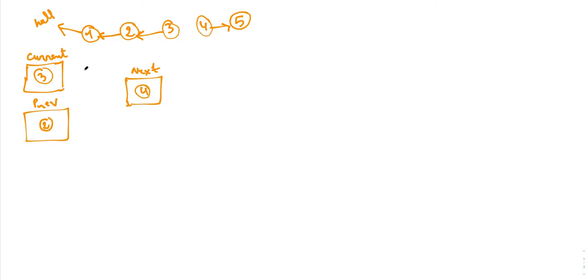And now I'm going to update my previous and the current. My previous will hold the current, that is 3, and the current will hold the next element, that is 4. And again, before updating 4, I need to hold the reference of 5, that is the next of 4. So I'm going to put here 5. Okay, and then what I'm going to do next is my 4 now is going to point to the previous, that is 3.